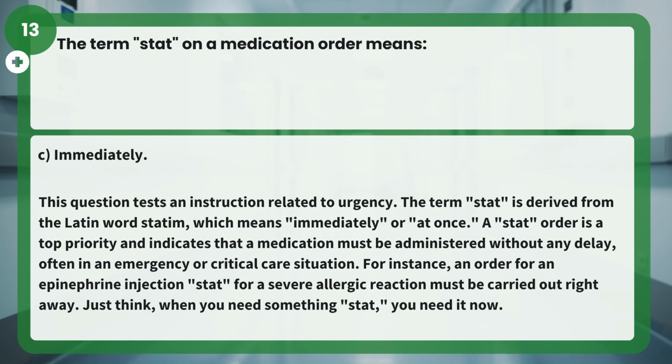Answer: C. Immediately. This question tests an instruction related to urgency. The term stat is derived from the Latin word statum, which means immediately or at once. A stat order is a top priority and indicates that a medication must be administered without any delay, often in an emergency or critical care situation. For instance, an order for an epinephrine injection stat for a severe allergic reaction must be carried out right away. Just think, when you need something stat, you need it now.